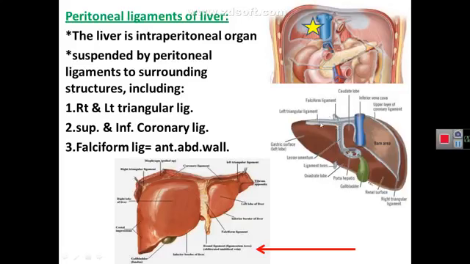But anteriorly, the liver is suspended by a double fold of peritoneum, which is called the falciform ligament. This falciform ligament suspends the anterior aspect of the liver to the anterior abdominal wall, and also the superior aspect of the liver to the diaphragm. The falciform ligament has a lower border, which is called ligamentum teres, or round ligament of the liver, that represents the obliterated umbilical vein.